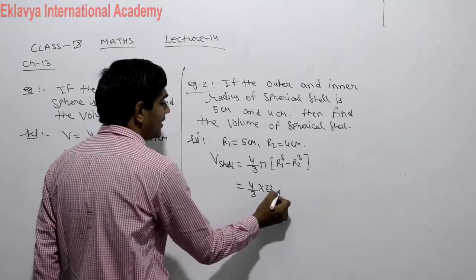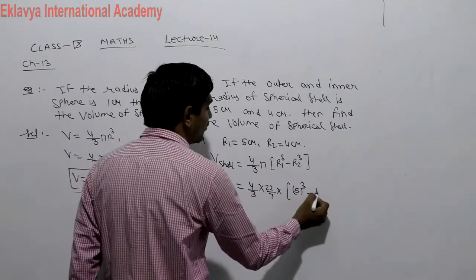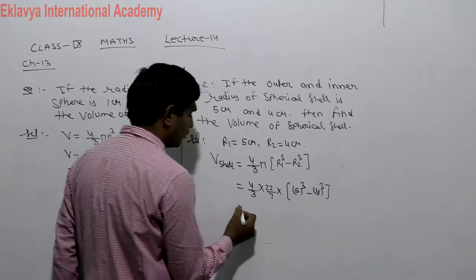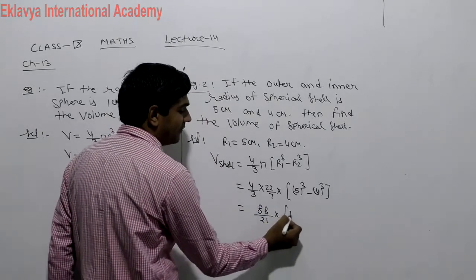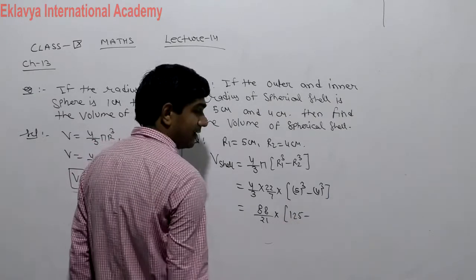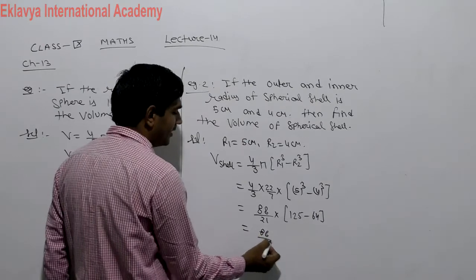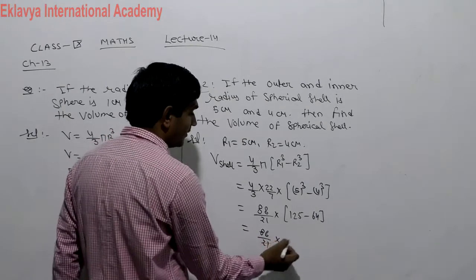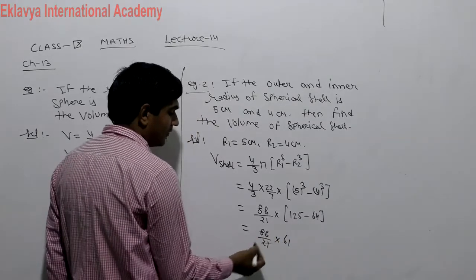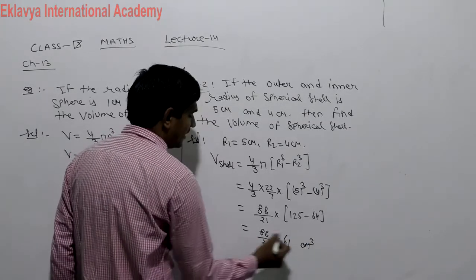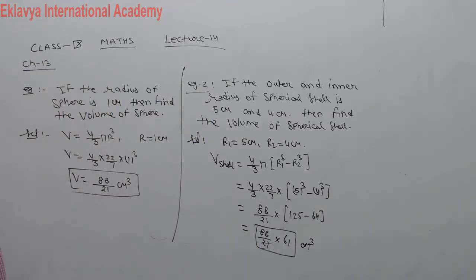4/3, 22/7, R1 value 5 whole cube, R2 value 4 whole cube. 88/21 multiply 5 cube is 125 minus 4 cube is 64. So 88/21 multiply the subtraction, 61. Now this does not divide, so that will come in centimeter cube. That is the volume of the spherical shell.